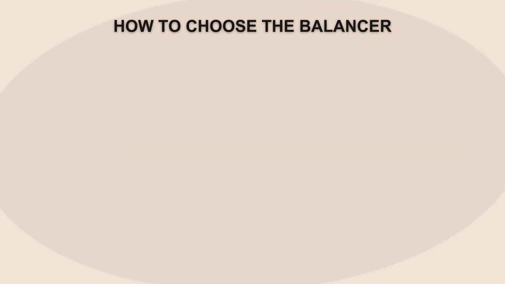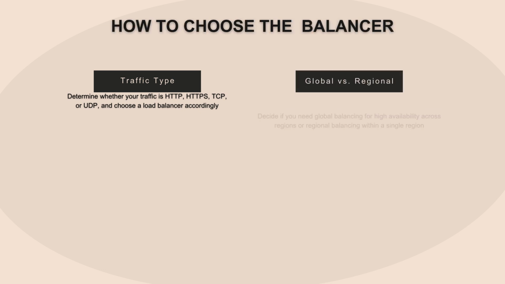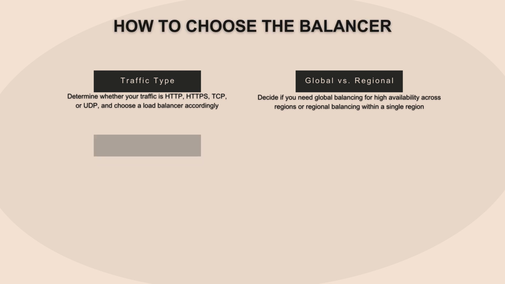Selecting the appropriate GCP load balancer depends on your application requirements. Traffic type: determine whether your traffic is HTTP, HTTPS, TCP, or UDP, and choose a load balancer accordingly. Global versus regional: decide if you need global load balancing for high availability across regions or regional load balancing within a single region.